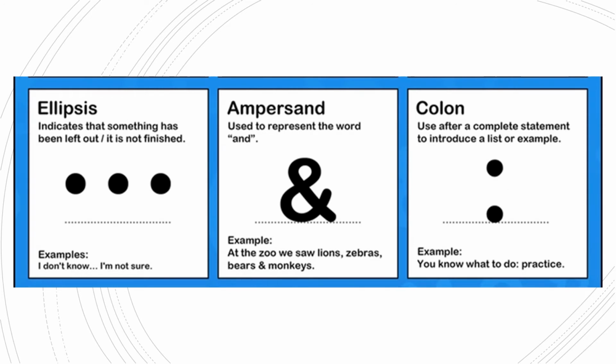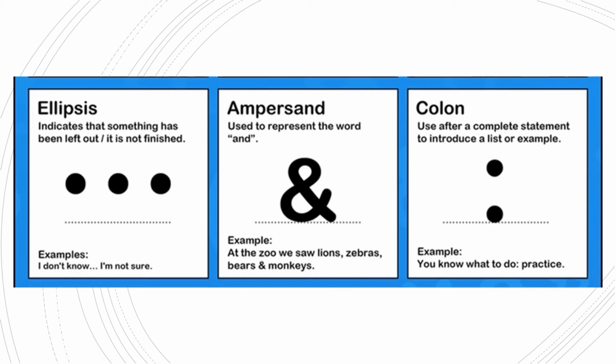Ellipsis: indicates that something has been left out or is not finished. For example: I don't know... I'm not sure. Full stop. Ampersand: used to represent the word and. Example: At the zoo we saw lions, zebras, bears & monkeys.